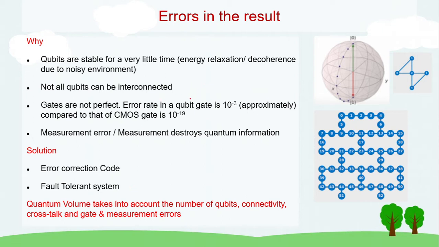Since we are talking about the errors, whether the number of qubits alone determines the size of the problem to be solved, no. So that's why they defined another term called quantum volume, which takes into account the number of qubits. Of course, that is the most important thing, obviously. The connectivity between them, the crosstalk between them, and gate and measurement errors. So put together, they came out with a name called quantum volume. In fact, in the middle of this year, Honeywell declared that they have a quantum computer with the highest quantum volume, right?